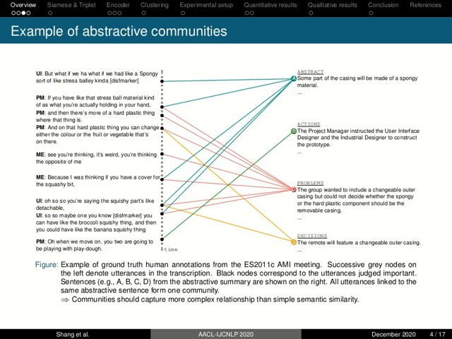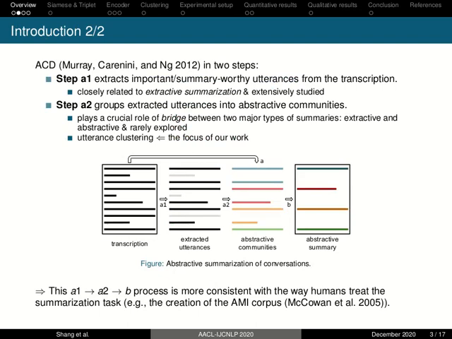For instance, let's look at the human annotations from the AMI meeting corpus. Successive green nodes on the left denote utterances in the transcription, while black nodes correspond to the extracted ones that are judged important. Then they are grouped into 4 communities, each of which is jointly summarized by a sentence from the abstractive summary, shown on the right. In other words, the former convey or support the information in the latter. So finding black nodes corresponds to step A1 in our pipeline. Step A2 groups them into communities, and step B generates 1 sentence for each community.